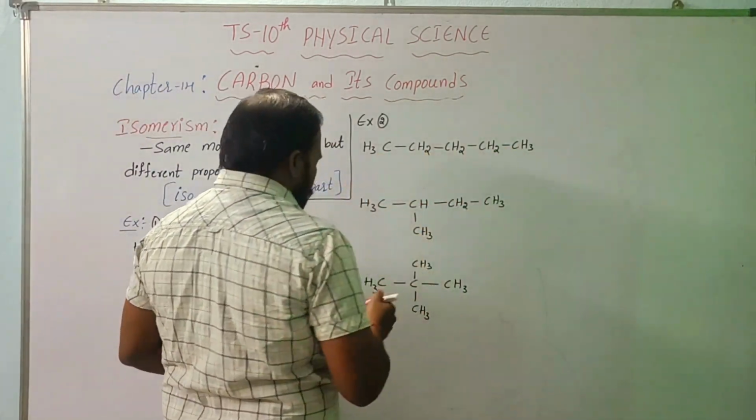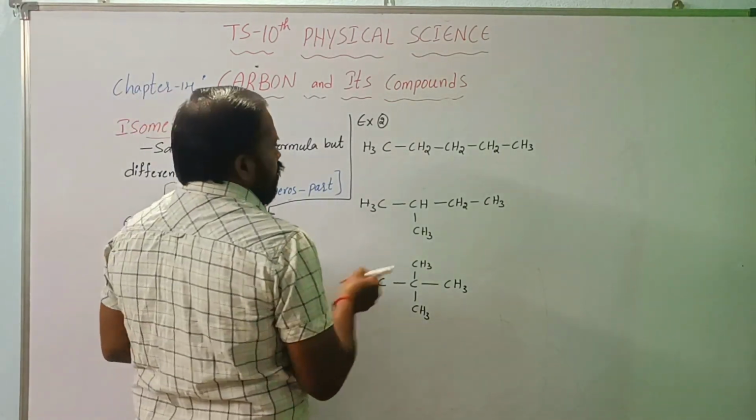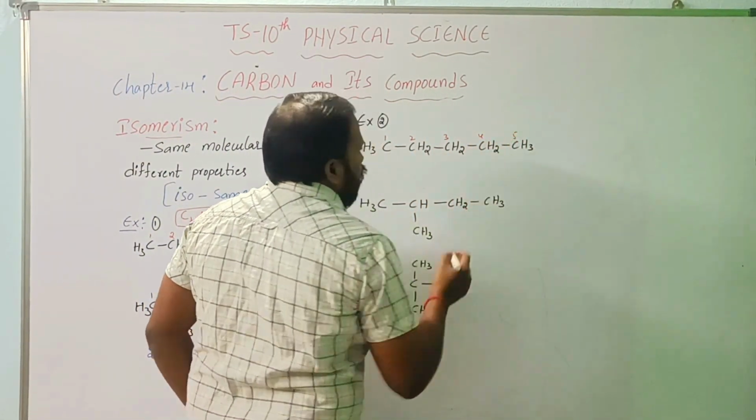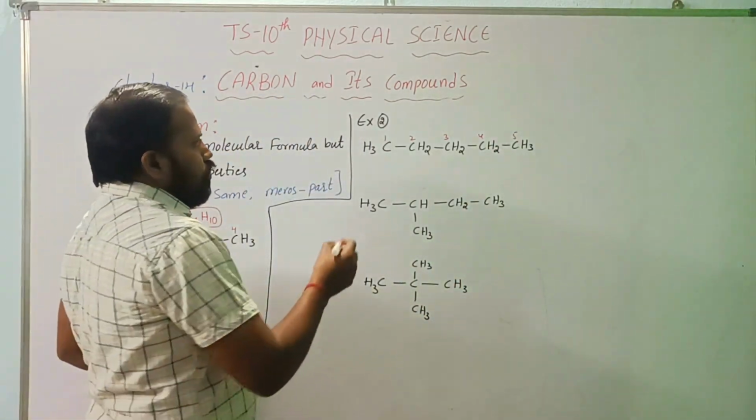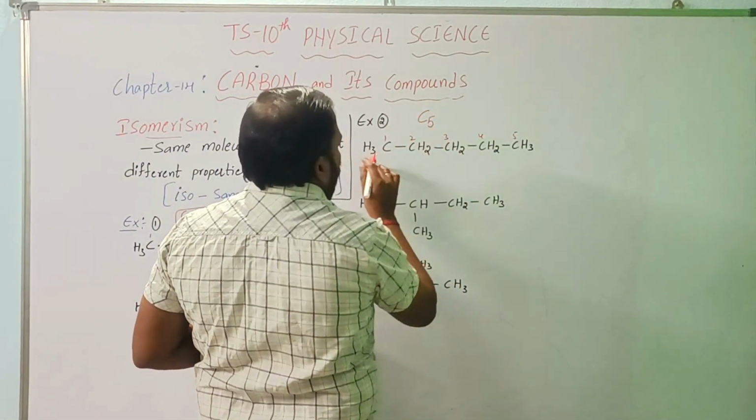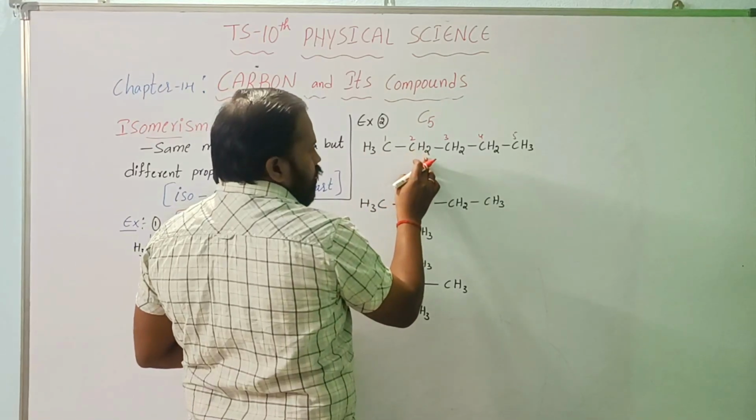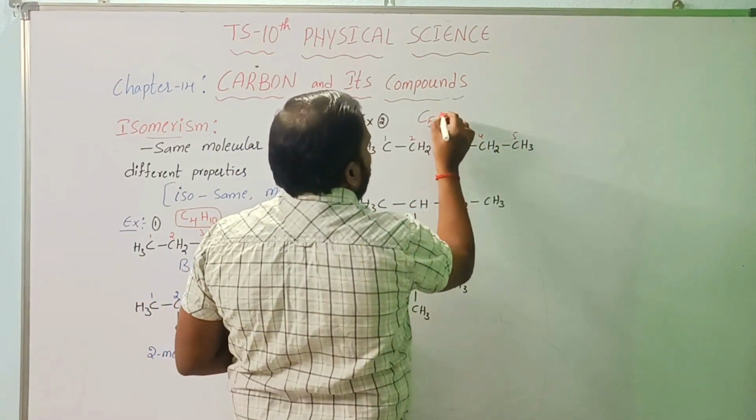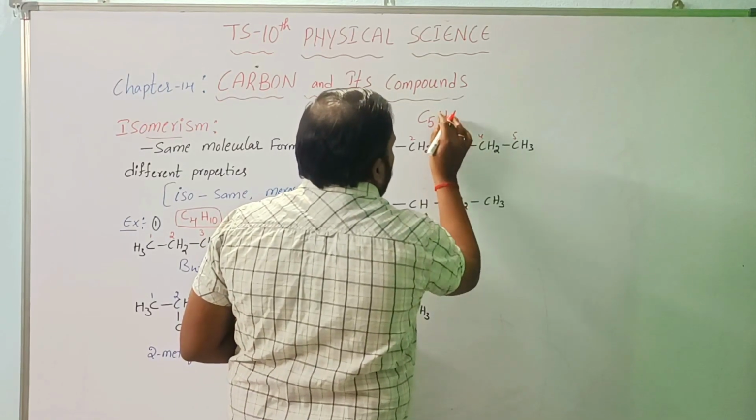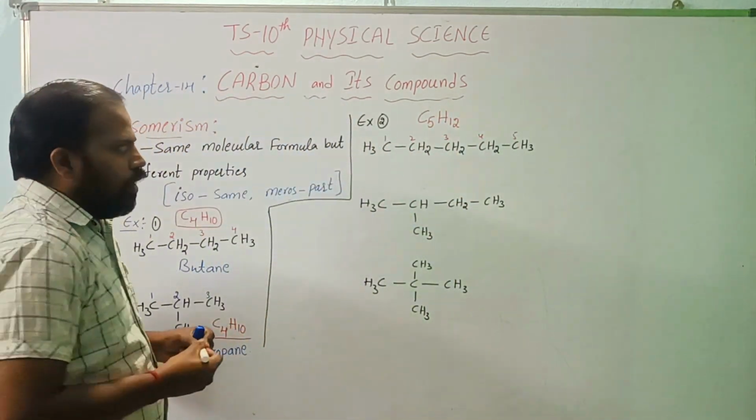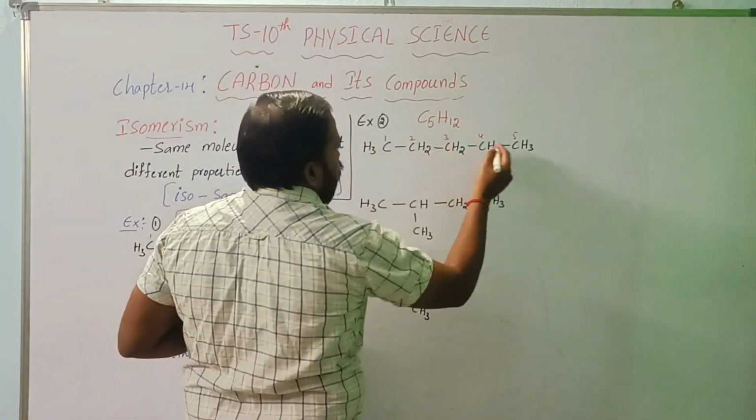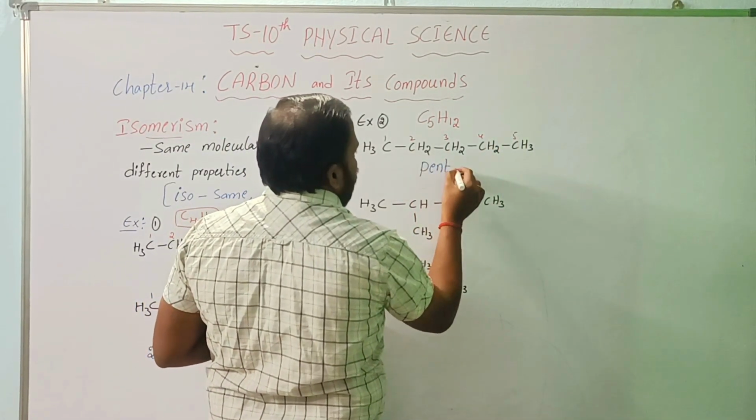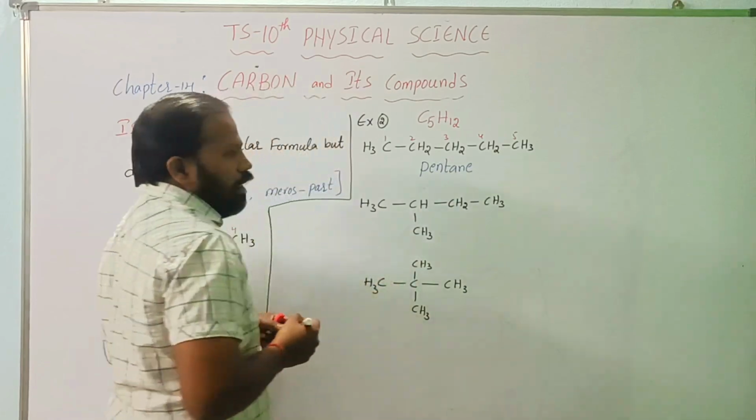So total number of carbons: you can see 1, 2, 3, 4, 5. Total number of carbons is 5, so C5. How many hydrogens? 3 plus 2 is 5, plus 2 is 7, plus 2 is 9, plus 3 is 12. The given compound is C5H12. So what is the name of this compound? Total number of carbons is 5, so we say pent, all single bonds, ane. So we can write pentane.